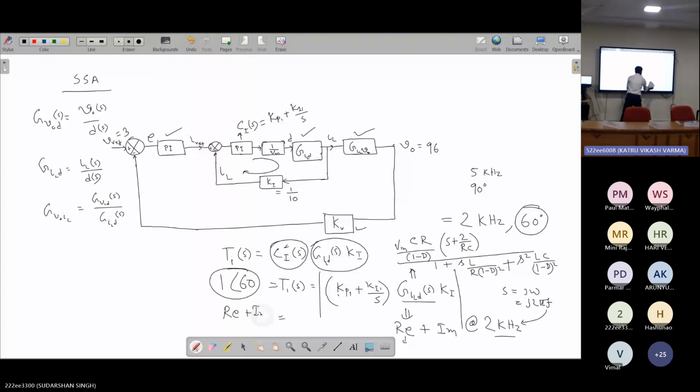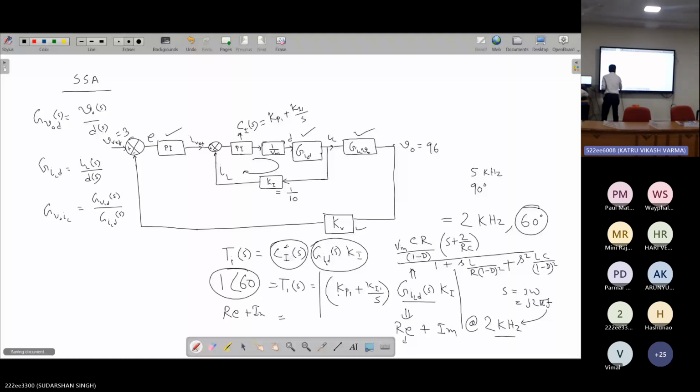We can now equate the real part from the left hand side to the right hand side, and the imaginary part from the left hand side to the right hand side, and because we have two unknowns, we will get two equations. So if I solve, then we will get Kp1 and Ki1. This is one of the methods, not the only method. There are other methods also, by which you can find out the PI controller values.